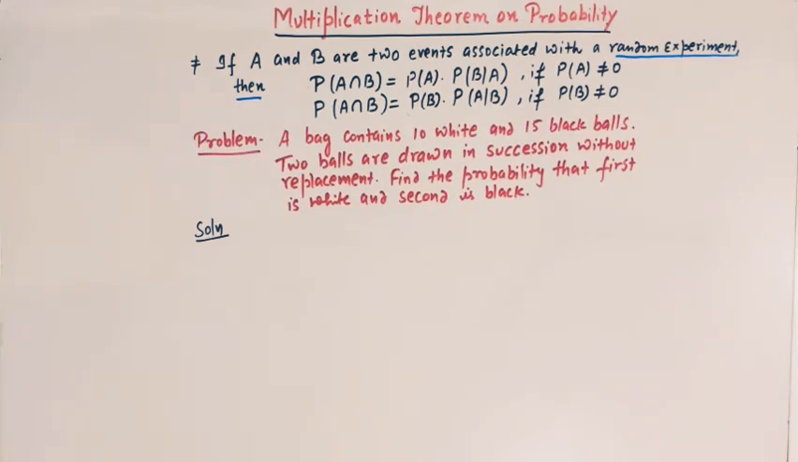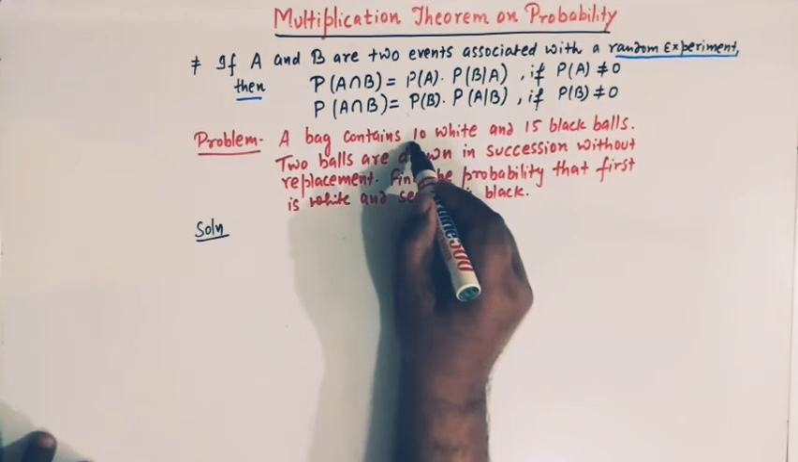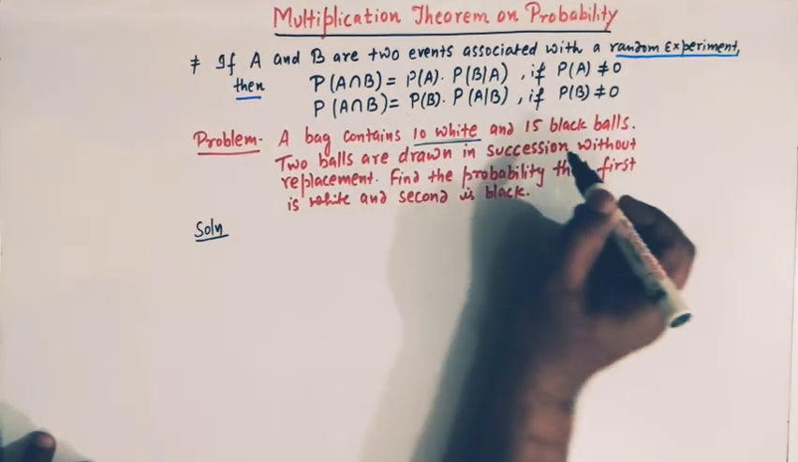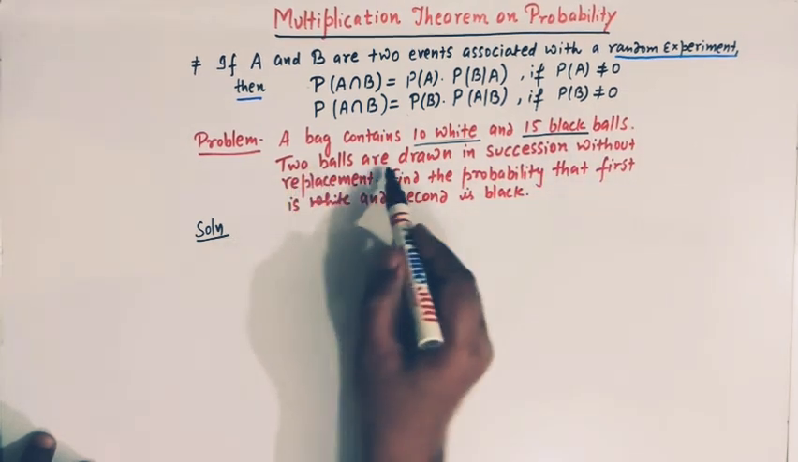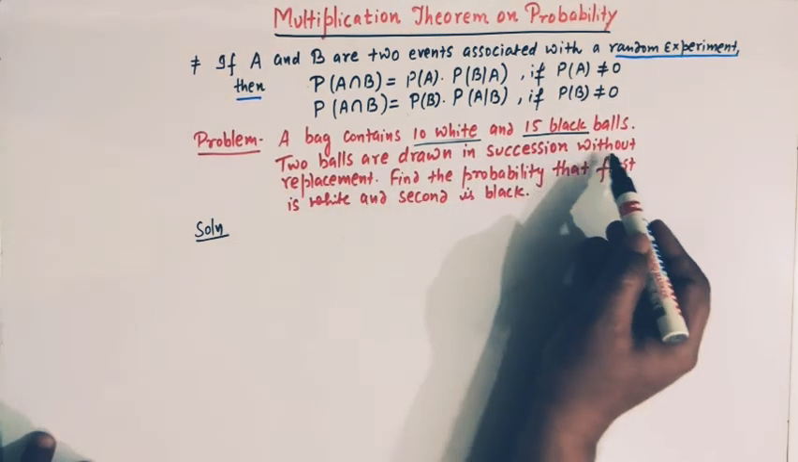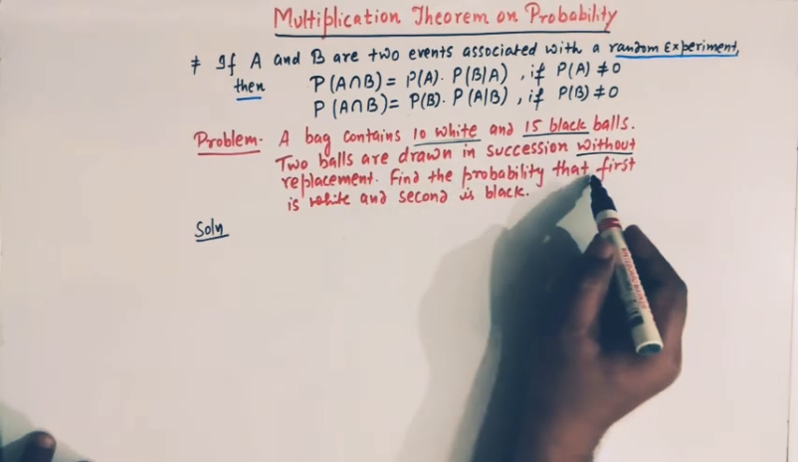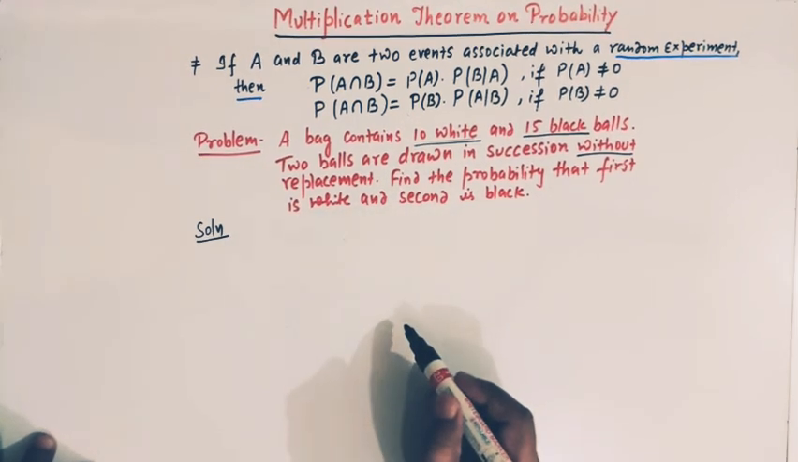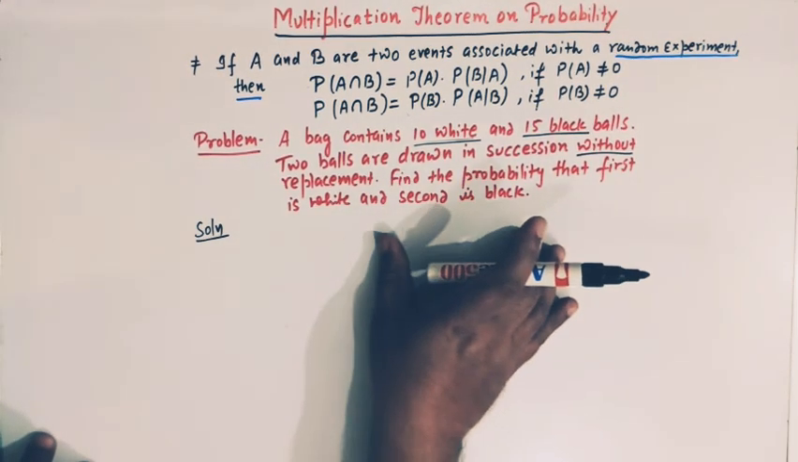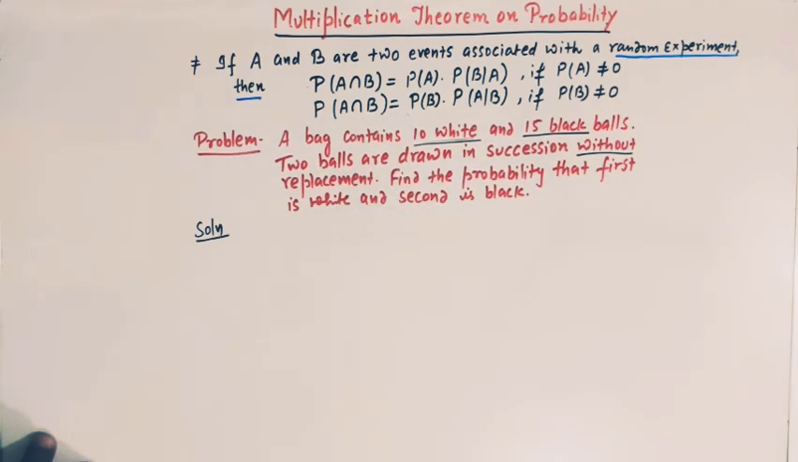Now let us consider this problem. A bag contains 10 white balls and 15 black balls. Now two balls are drawn in succession without replacement. Find the probability that first is white and second is black. So this problem is based on the multiplication theorem on probability. Now let us solve it.